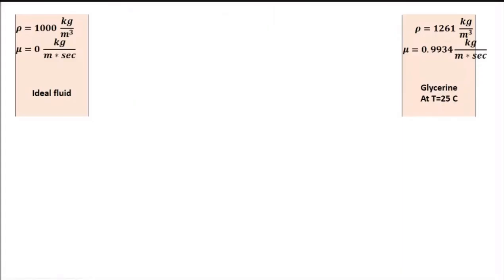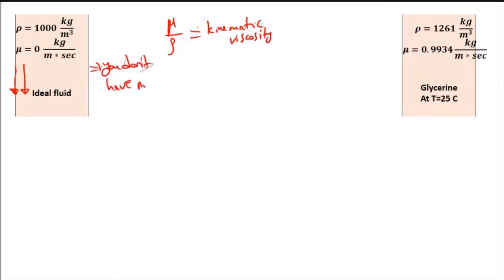Now let's see the different meaning of viscosity, kinematic viscosity, which is mu by rho. This one is kinematic viscosity. We will compare two fluids: one is the ideal fluid and the other one is the glycerin. For the ideal fluid you have the same velocity everywhere, because here you don't have any no-slip boundary condition. Therefore the velocity is the same everywhere. Write it.